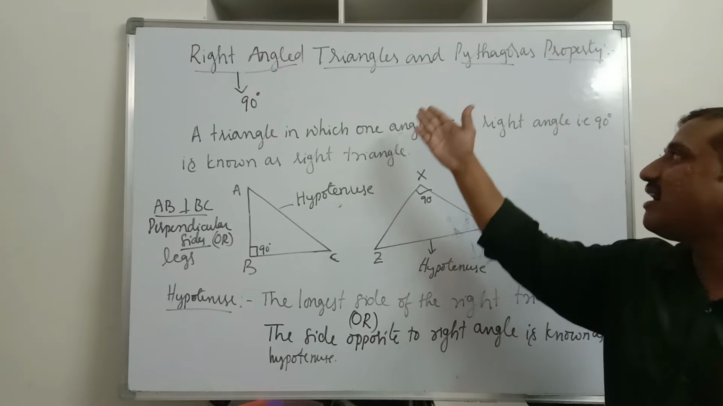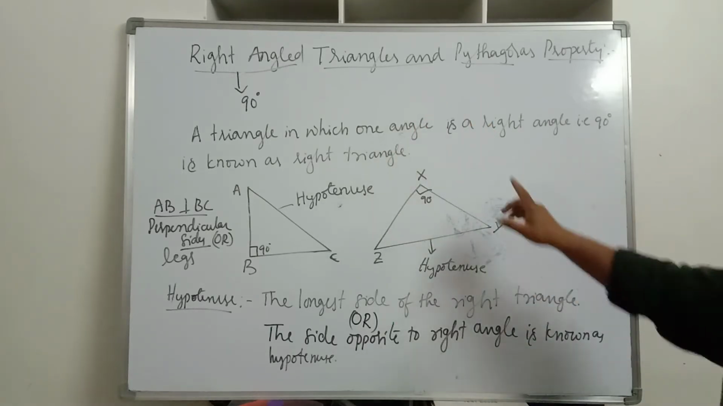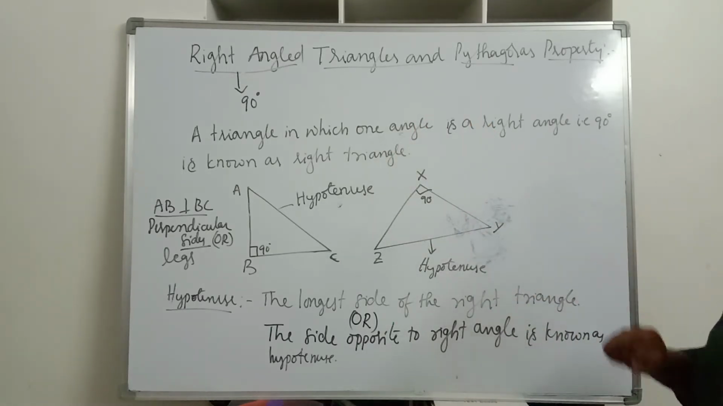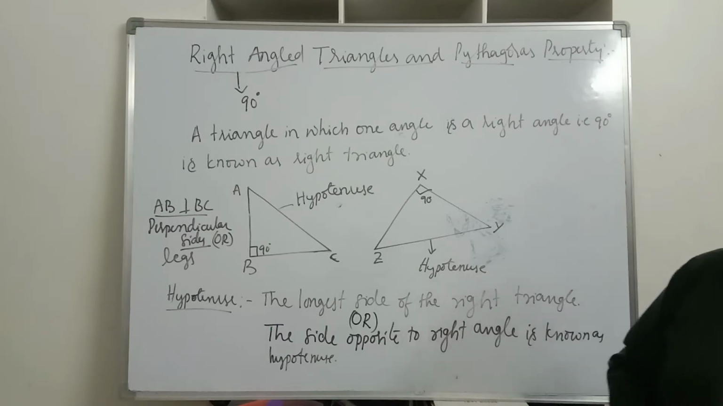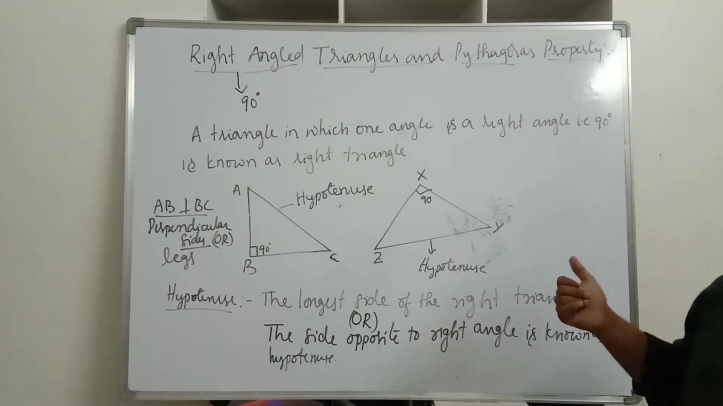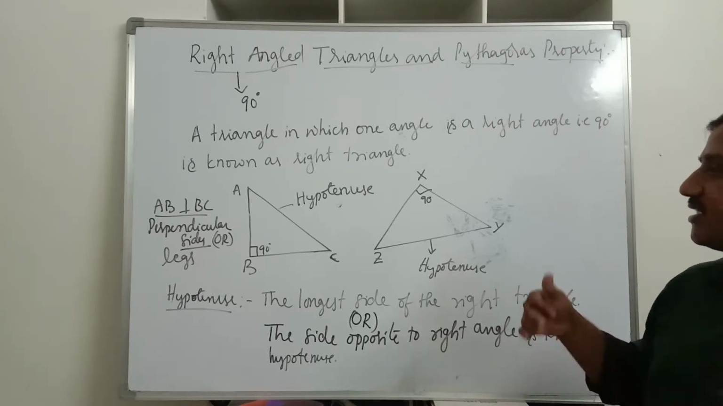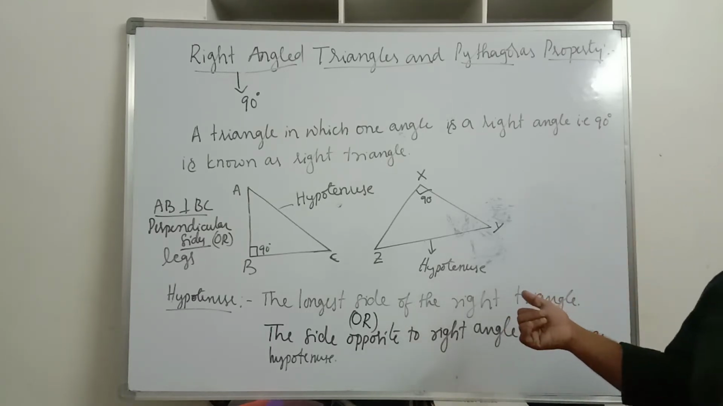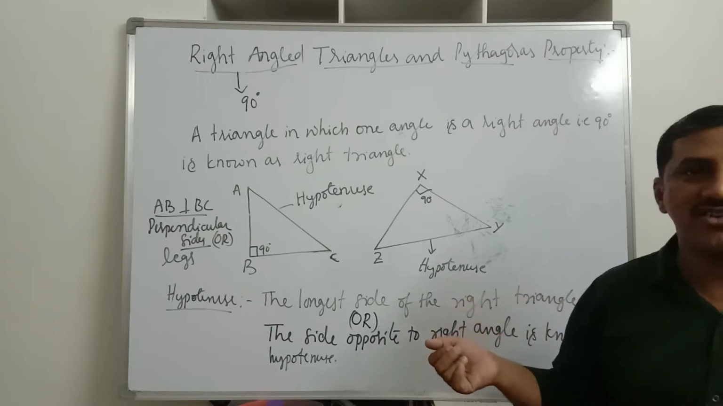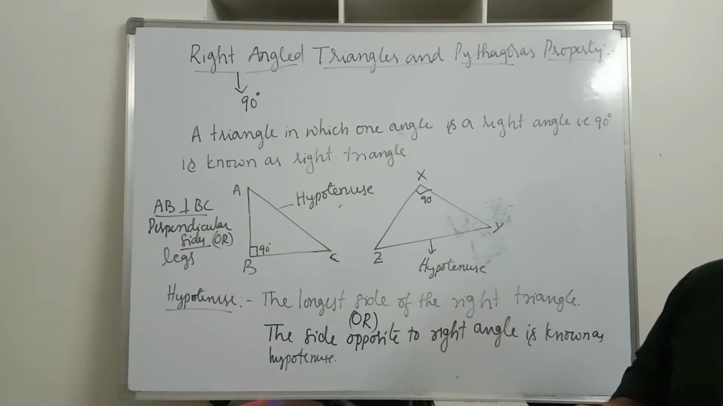So what is a right angled triangle? A triangle in which one angle is a right angle or 90 degrees is known as a right triangle. The longest side of the right triangle is known as hypotenuse. Is it clear, children? What is hypotenuse? What is a right angle triangle? What do we call the other two sides of the right triangle? Yes, we'll continue this Pythagoras property.